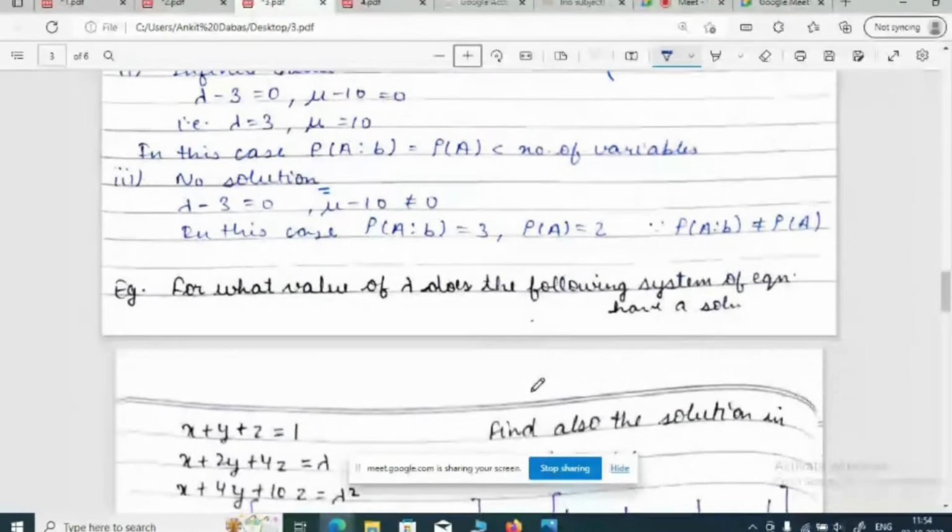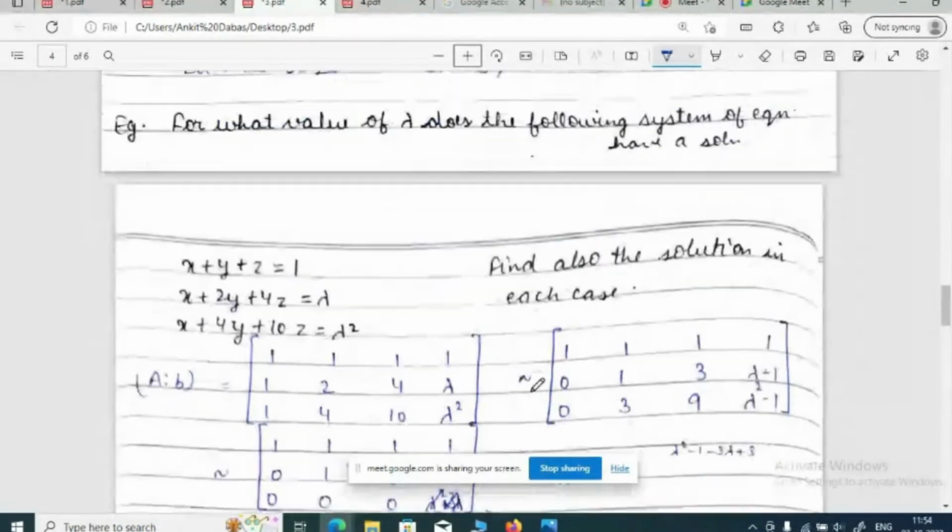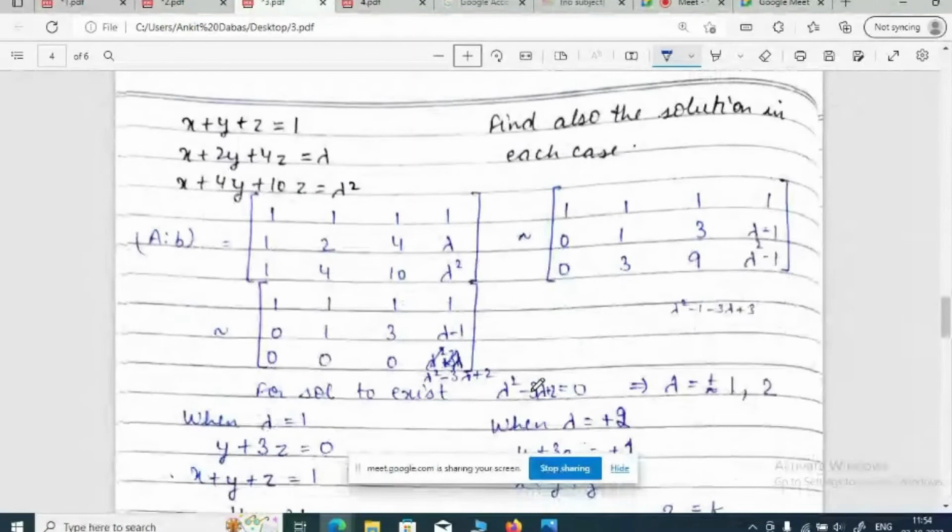Again, for what values of lambda does the following system of equation have a solution? You can compute it in a similar pattern.